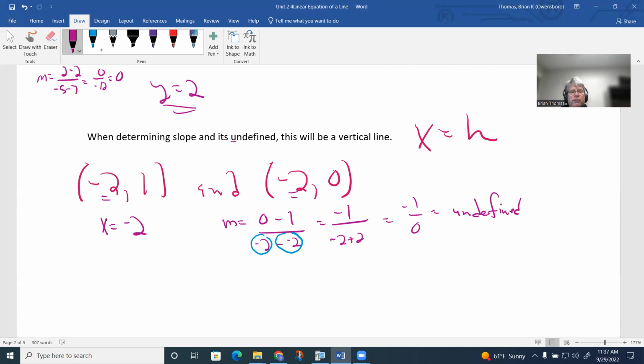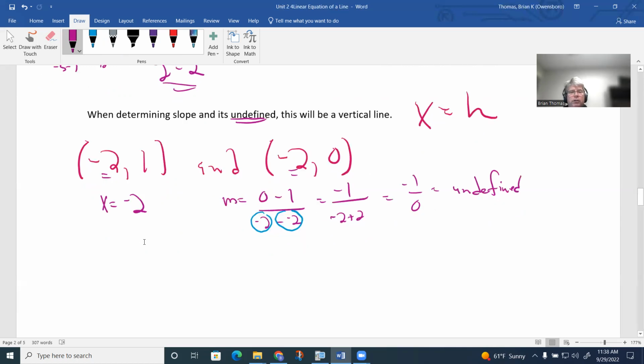So since the slope is undefined, this flags us that the equation is going to be x equals h. So this one does not have a slope-intercept form. It does have a standard form, though. x equals -2 would be standard form.